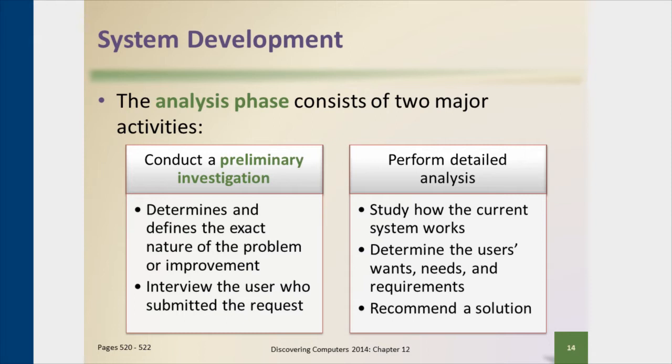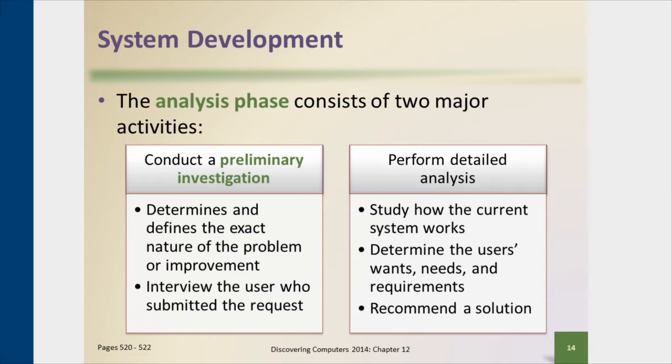In general, you're going to have two major activities here. You're going to conduct a preliminary investigation to determine exactly what the nature of the problem is. What is it that needs to be fixed? What needs to be improved? A great place to start here is talking to the person that submitted the request. What is it that they observed that's not working the way they feel like it should work? Then you can dive into more of a detailed analysis.